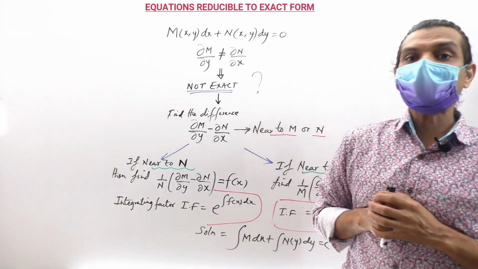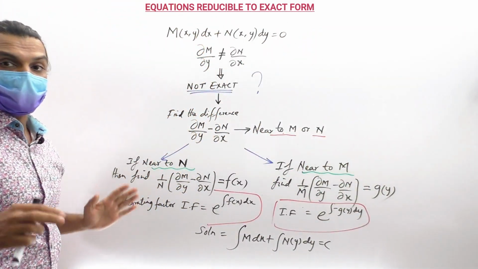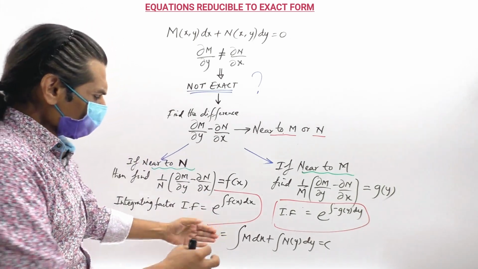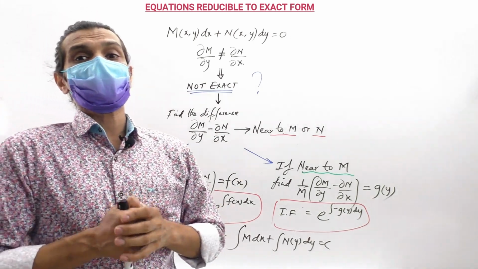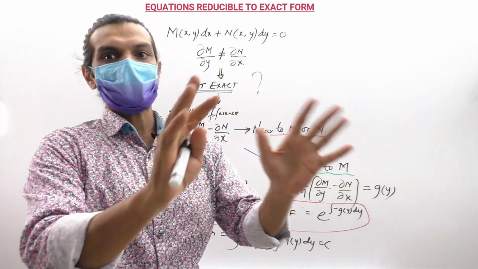So, once again let us summarize. Now, a question will be given: m dx plus n dy is equal to 0. First check whether dou m by dou y is equal to dou n by dou x. If equal, it is exact, then the solution is integration of m dx plus integration of n, only the y terms, dy is equal to c. Done, as in the previous video.